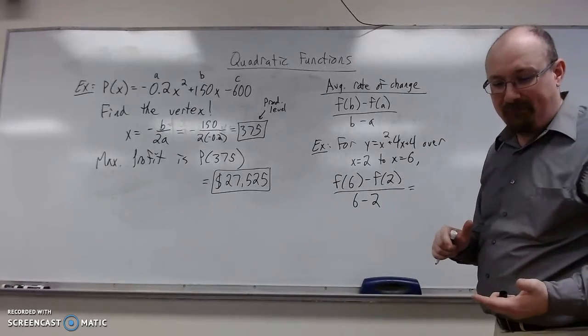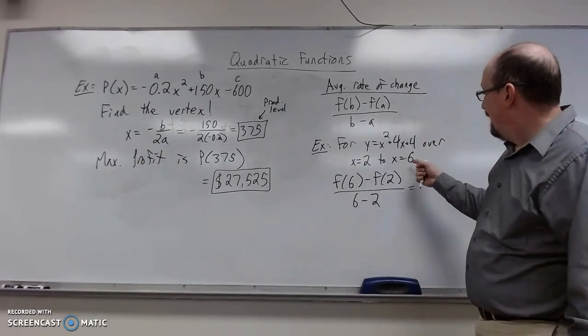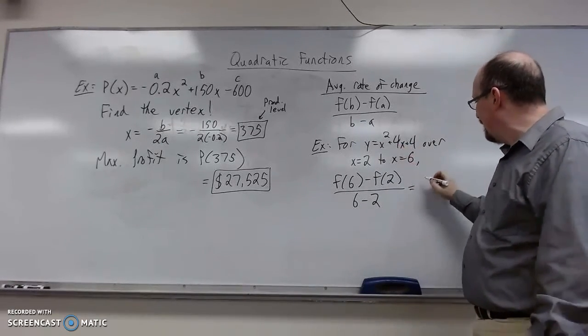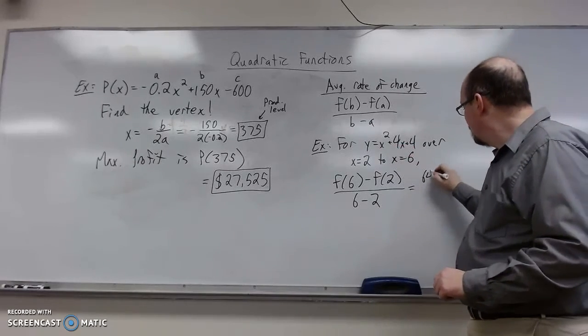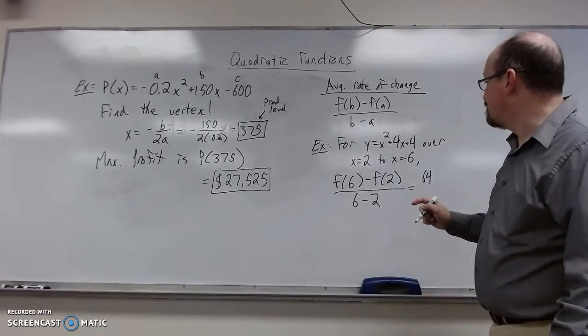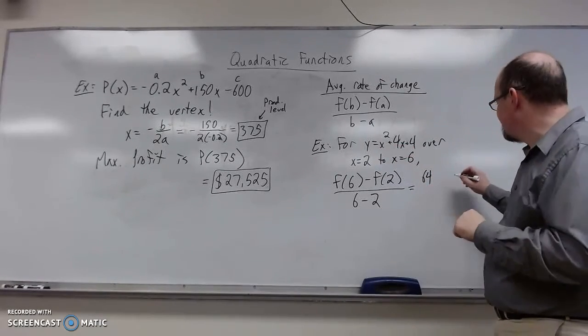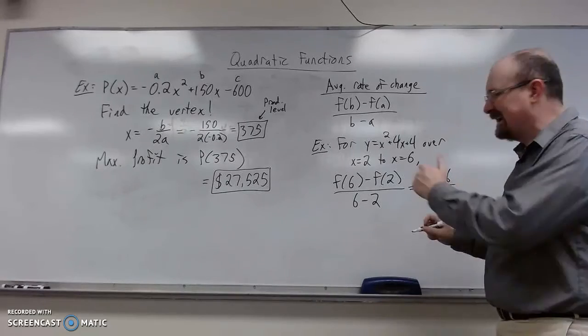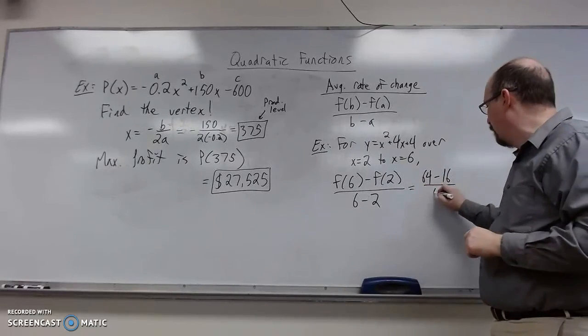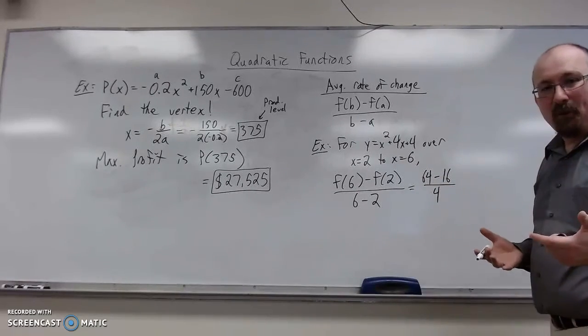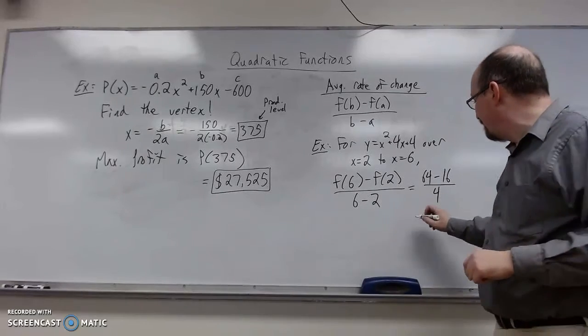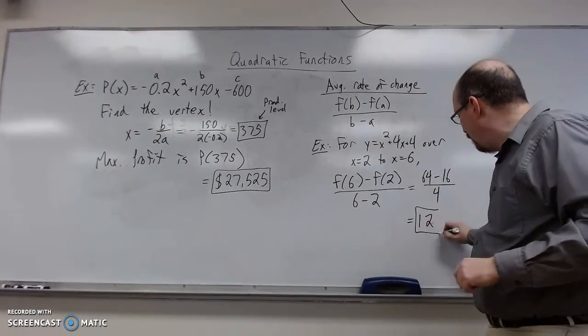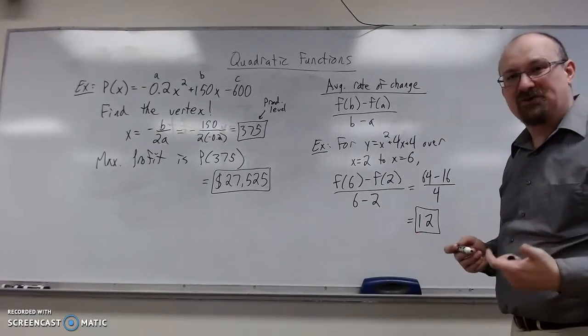You can work out the arithmetic here when you plug x equals 6 into this thing. I got 64. When I plugged in 2, I got 16. So we have 64 minus 16. 6 minus 2 down below gives me a 4. 64 minus 16 is 48. 48 divided by 4 is 12. And so that's my average rate of change.